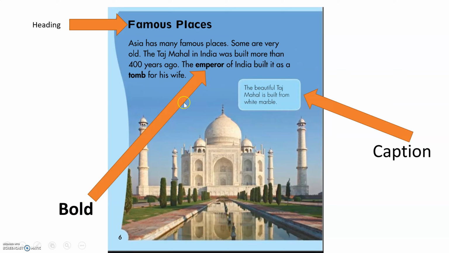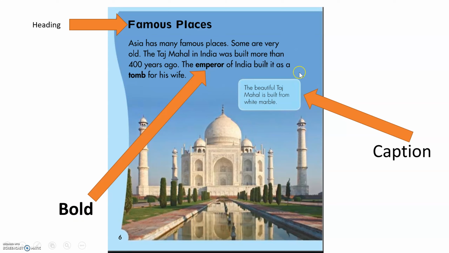Ooh, these words are in bold. That means these words are important. I bet if we looked at the glossary at the end of the book, these words would be in the glossary because they are pretty important vocabulary words. The author wants us to pay attention to these words, emperor and tomb, because they are in bold.